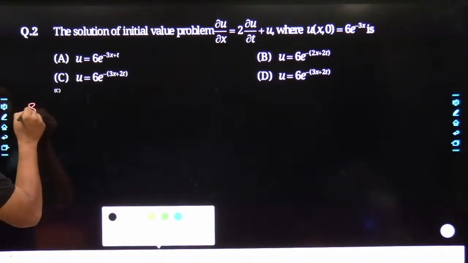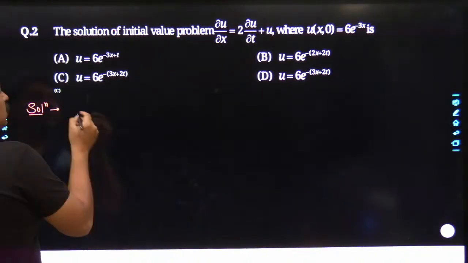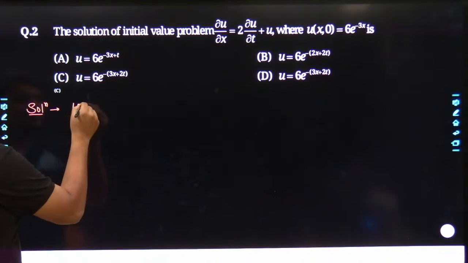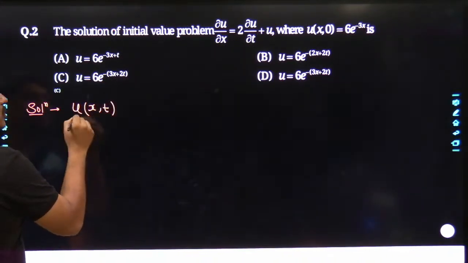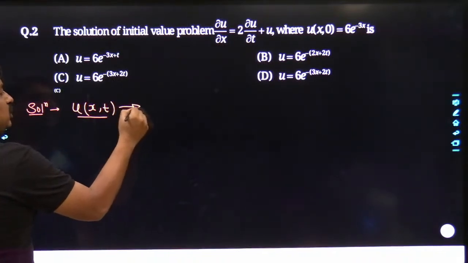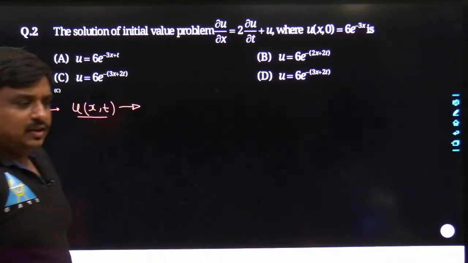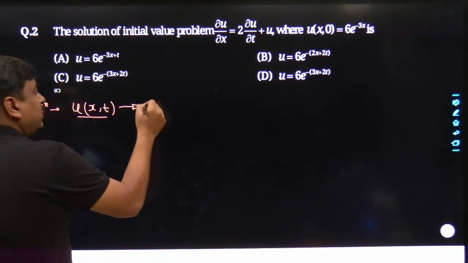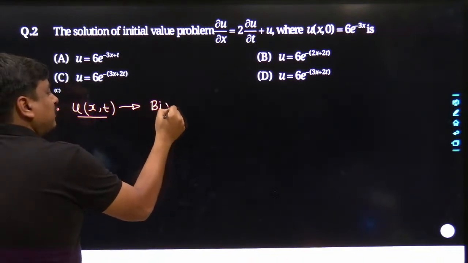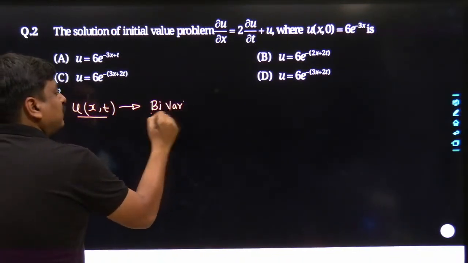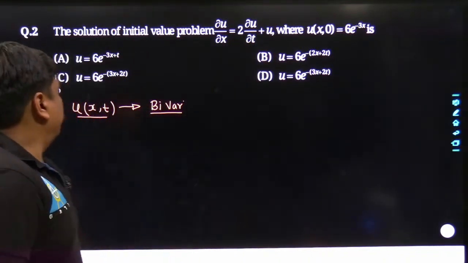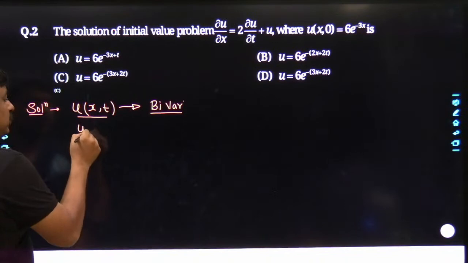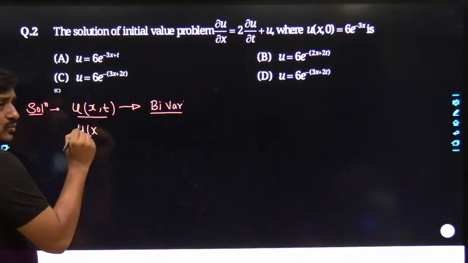The first thing, the partial differentiation of u with respect to x as well as t indicates that u is going to be a function of x and t. It's a bivariate function. That's the first thing. The second component which has been attached along with this problem has been given as u(x, 0).